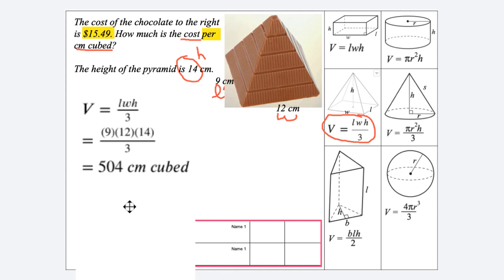Well, now let's go back and ask, are we done? Did the question ask for the volume? Is that what the question was actually asking for? No, the question was asking for the actual cost per centimeter cubed. So now we have to work with the unit rates. If we go back to unit rate, it says the cost per centimeter cubed. So remember, the word per means divide.